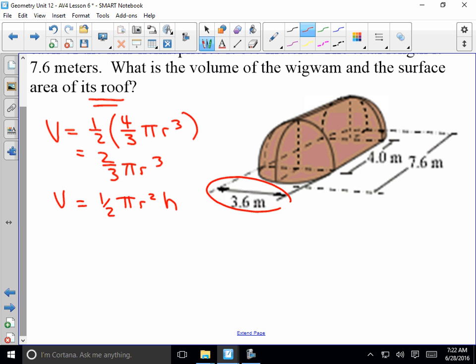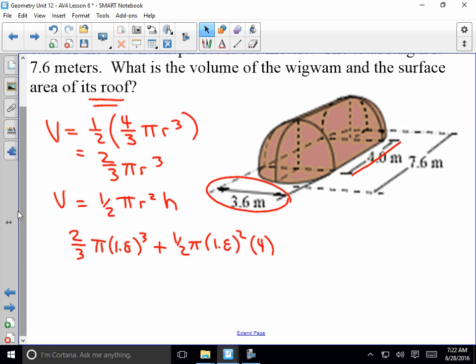We're given a diameter here, so we have to break the diameter in half to fill in our radius values. So we've got 2/3 pi 1.8 cubed plus 1/2 pi 1.8 squared times the height. And remember, the height is the distance between the two bases. So we're tacking on a 4 here.